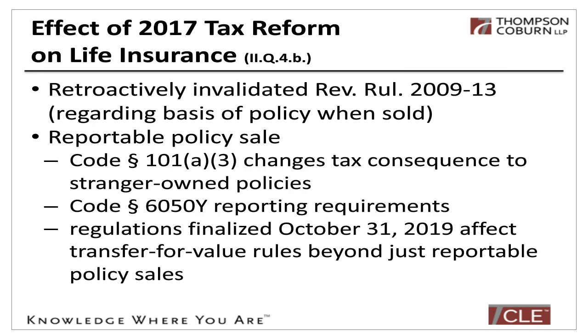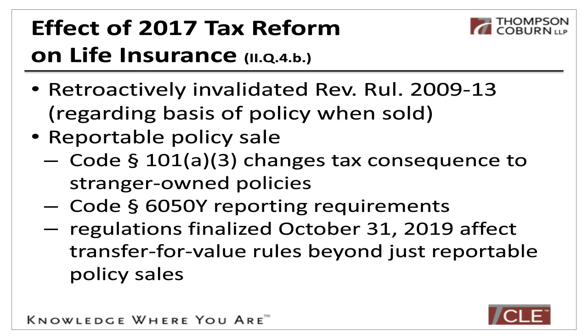2017 tax reform did two things relating to life insurance. One was that it clarified the rules on the basis of the life insurance policy. There was a revenue ruling that took an unfavorable position to taxpayers on that, and most lawyers didn't think that had basis, and the Congress retroactively did away with that aspect of that revenue ruling. The other thing that it did is it introduced the idea of a reportable policy sale.